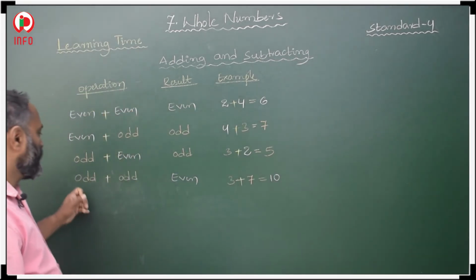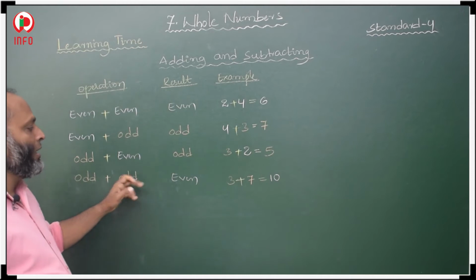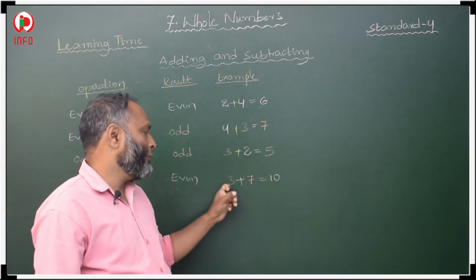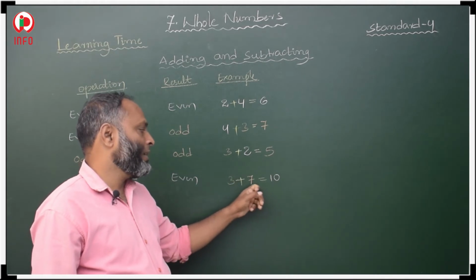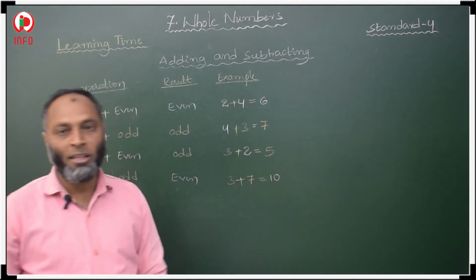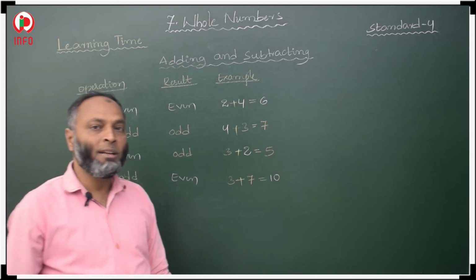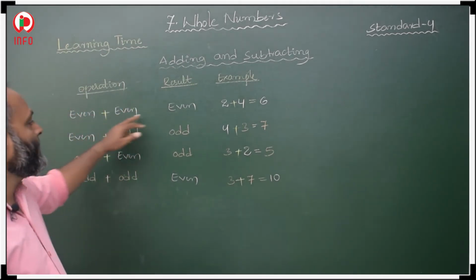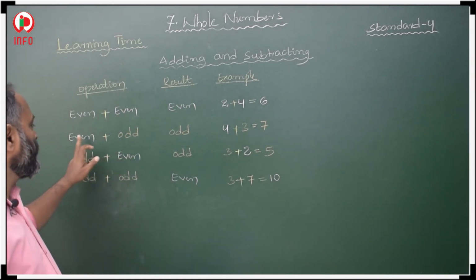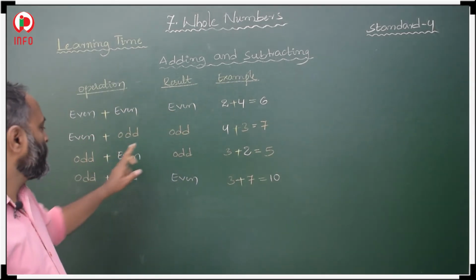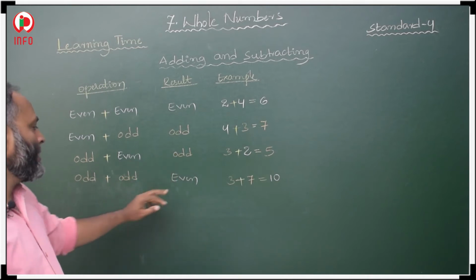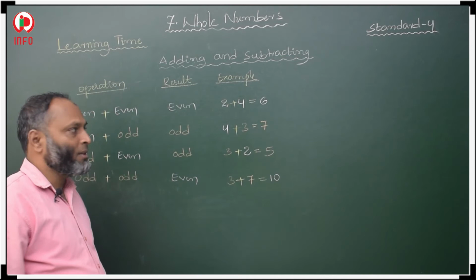The fourth, odd plus odd is even. Here one odd number, another odd number. If you add two odd numbers, 3 plus 7, you will get 10, which is an even number. So, even plus even is even, even plus odd is odd, odd plus even is odd, odd plus odd is even. This you have to remember.